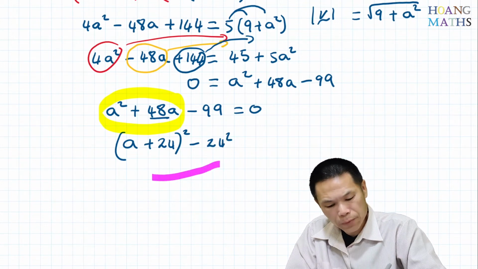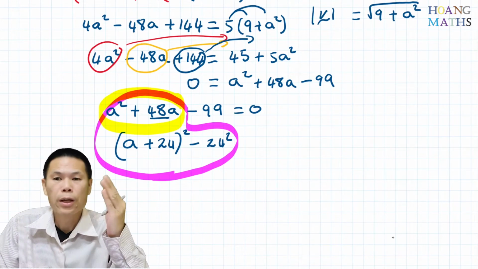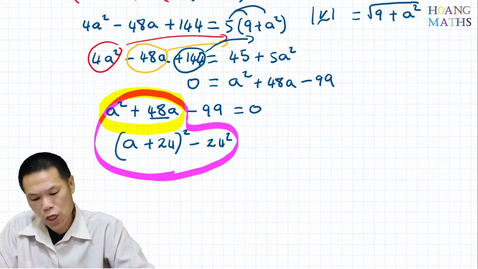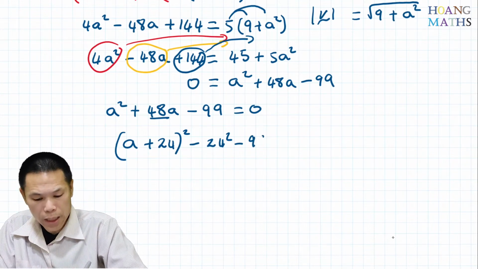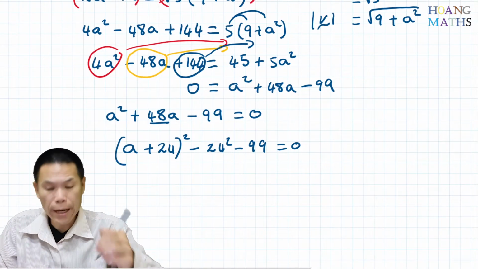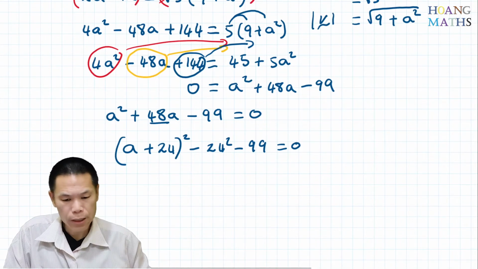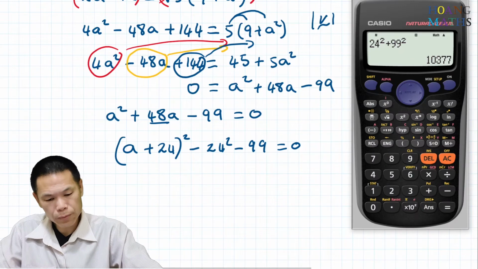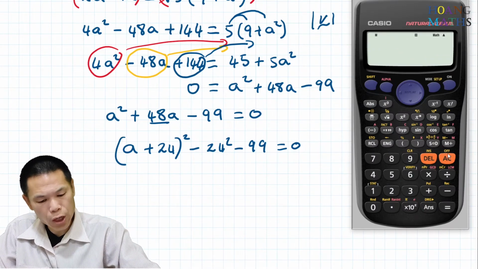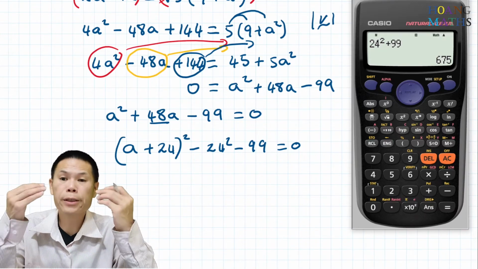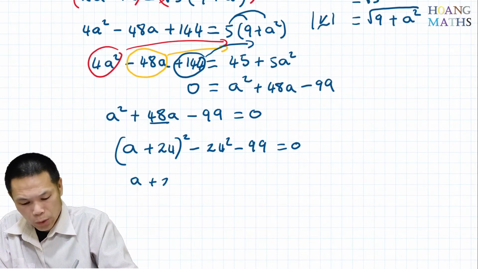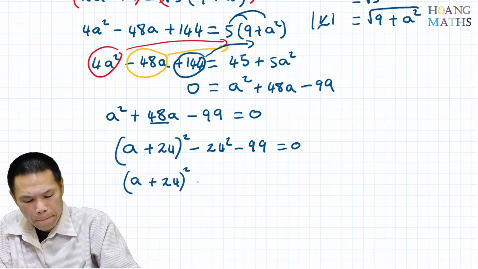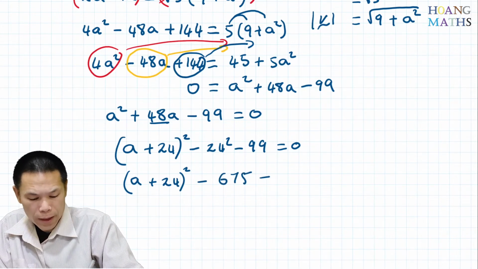So this means that they are the same. Now I just need to write down the minus 99. So minus 99 is equal to 0. Now I just simplify a little bit further. So I just use the calculator. So I just go 24 squared plus 99. So 675. So (a plus 24) squared minus 675 is equal to 0.